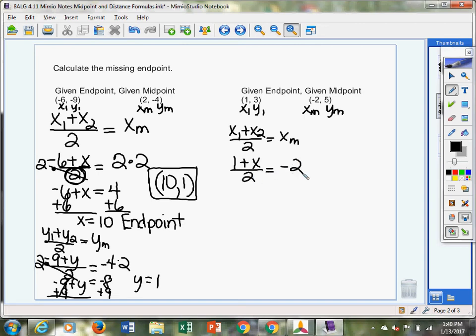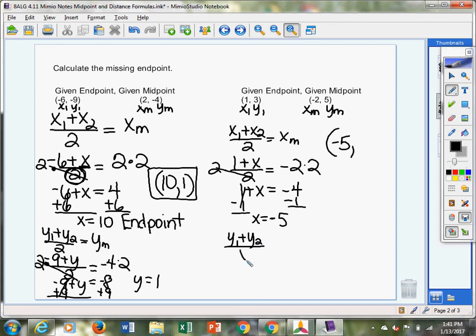equal my midpoint x. Multiply each side by 2, and I've got 1 plus x is equal to negative 4. Take away 1, and x is negative 5. So that missing endpoint is going to be negative 5, and now we've got to calculate what the y is. So we're going to do the same thing, y1 plus y2 divided by 2 equals the midpoint y.